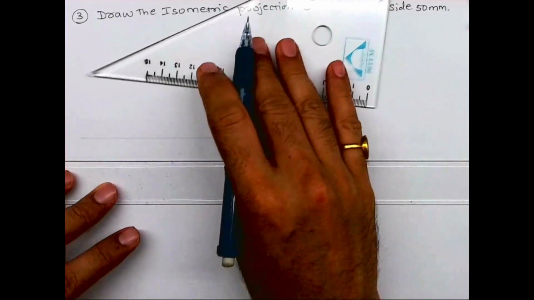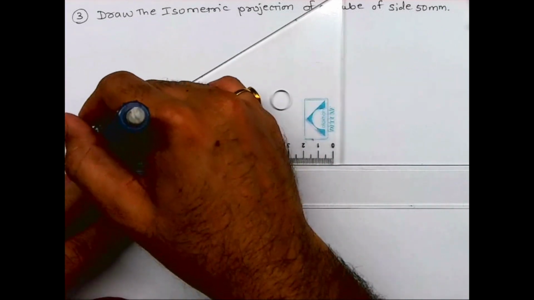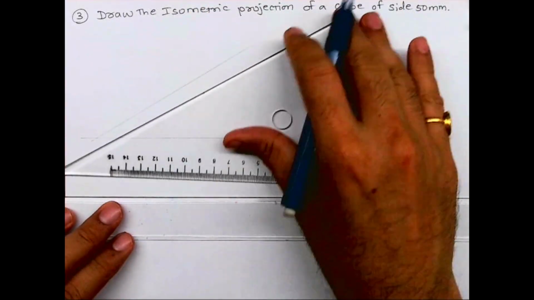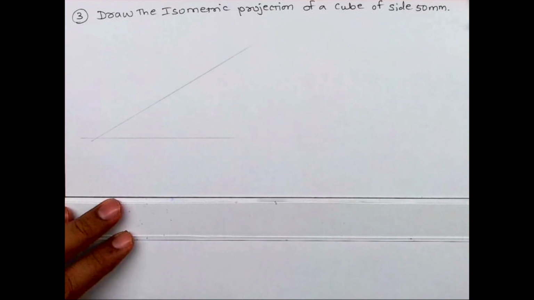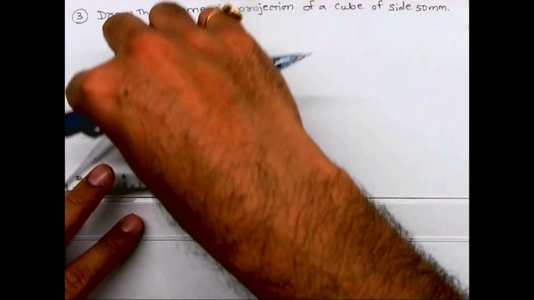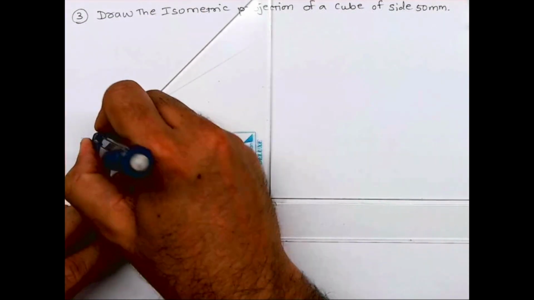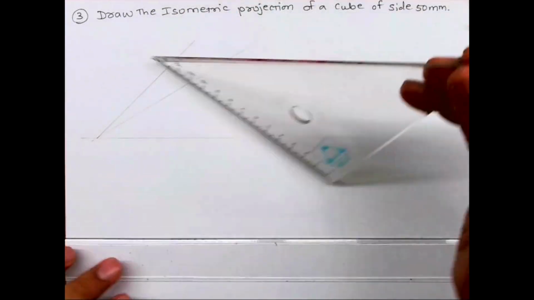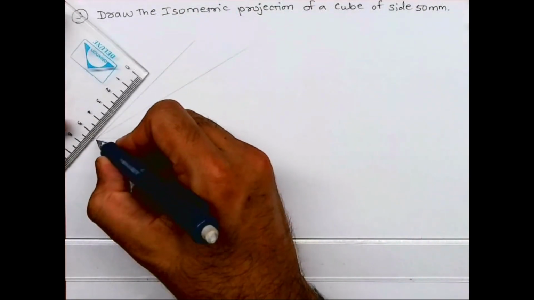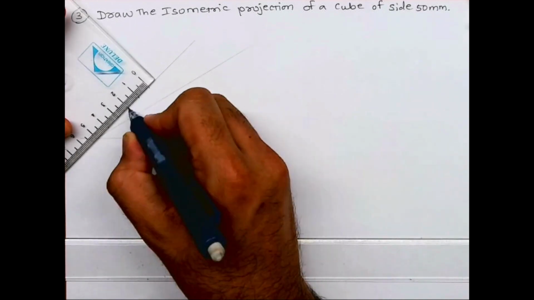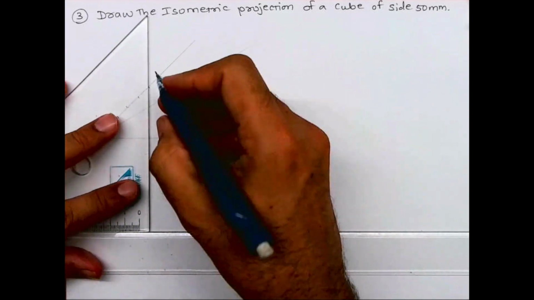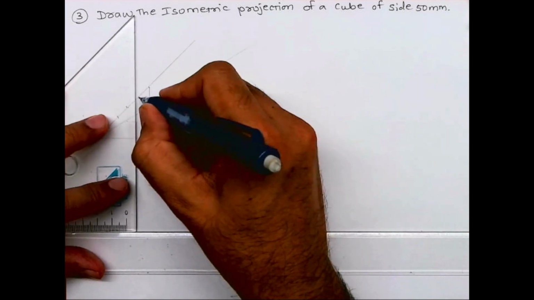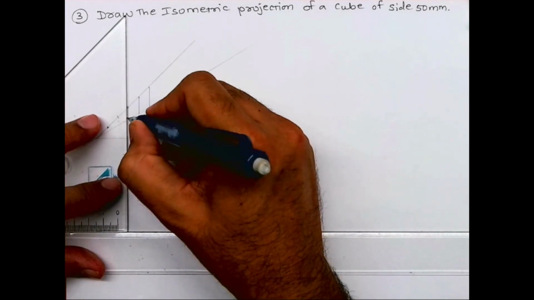So first we will draw an isometric scale. We need to draw a 30 degree and a 45 degree line, and then we'll mark 50 mm on that 45 degree line. After that we'll draw a vertical line, so we'll get the isometric length.